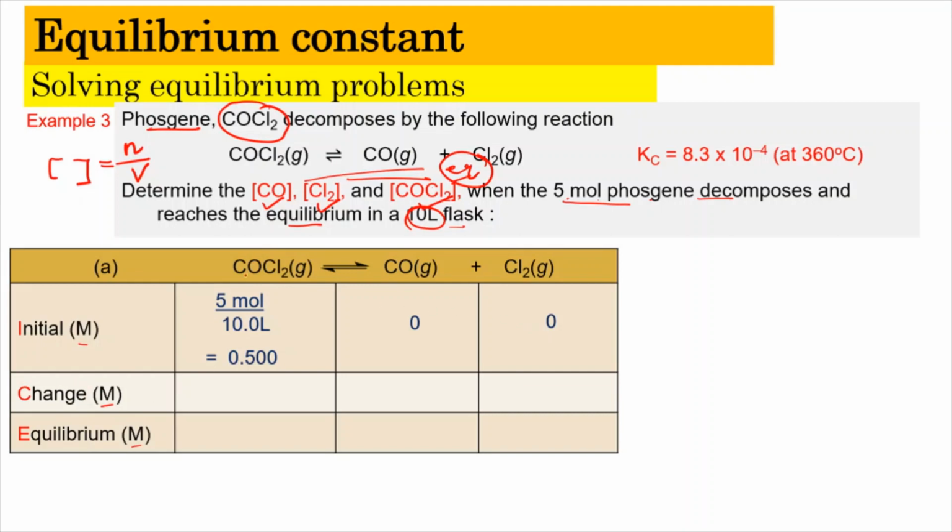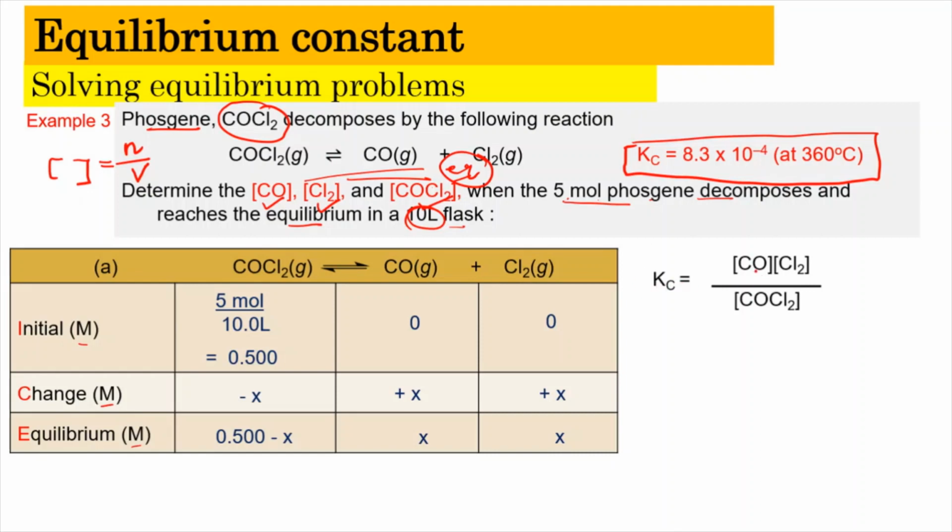Now, as time goes by, the concentration of the reactant will reduce by x. Meanwhile, the concentration of the products will increase by plus x and plus x respectively. So at equilibrium, we're going to have the concentration of the phosgene to be 0.5 minus x. For the CO and Cl2, we're going to have x and x respectively. And from here, you know that you have the value of Kc. Therefore, you can write your Kc expression first. So Kc is equal to the concentration of the products, which is CO to the power of 1 as well as Cl2 to the power of 1, divided by the concentration of the reactant, which is COCl2. And then you can substitute your CO at equilibrium equal to x, your Cl2 equal to x, and your COCl2 to be 0.5 minus x. And you also know that your Kc is equal to 8.3 times 10 to the power of negative 4.